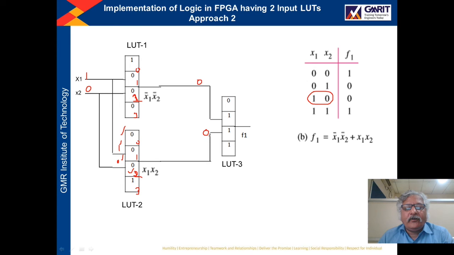Right? Now 0, 0 are the input of this LUT. 0, 0 means this cell. What is stored there? 0. So 0 will come out. So F1 is 0. Same way you find here 0.